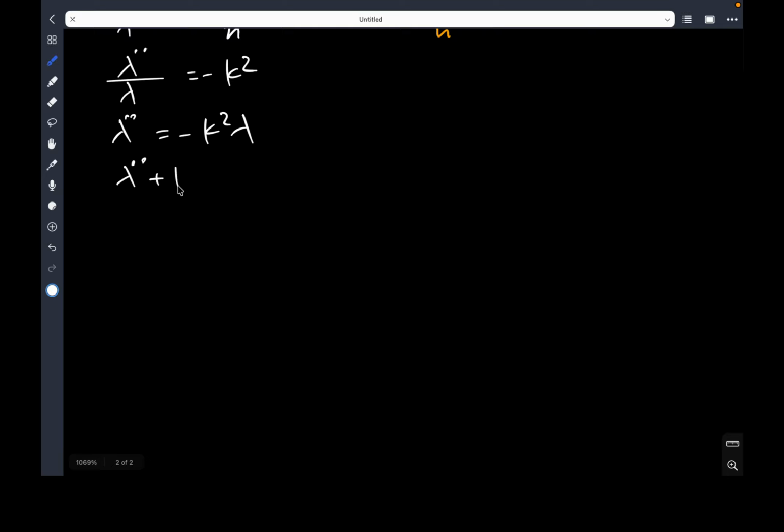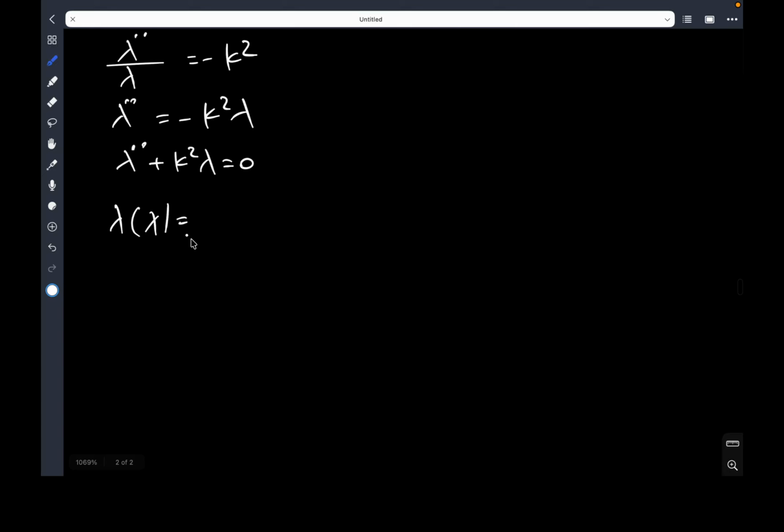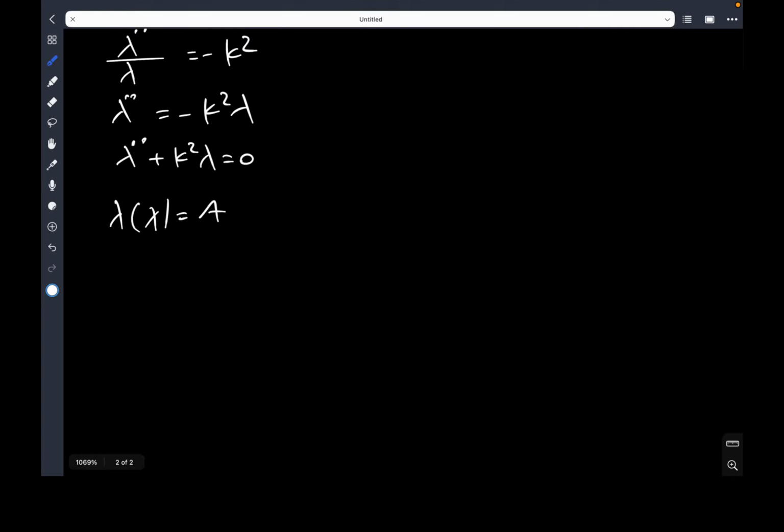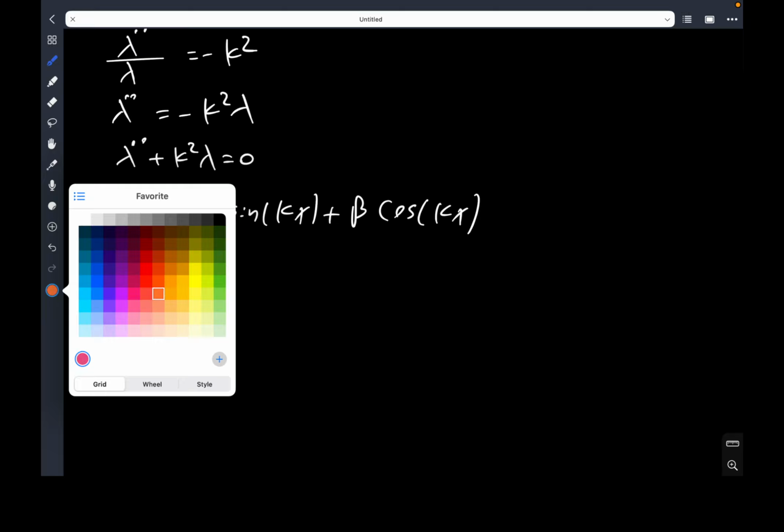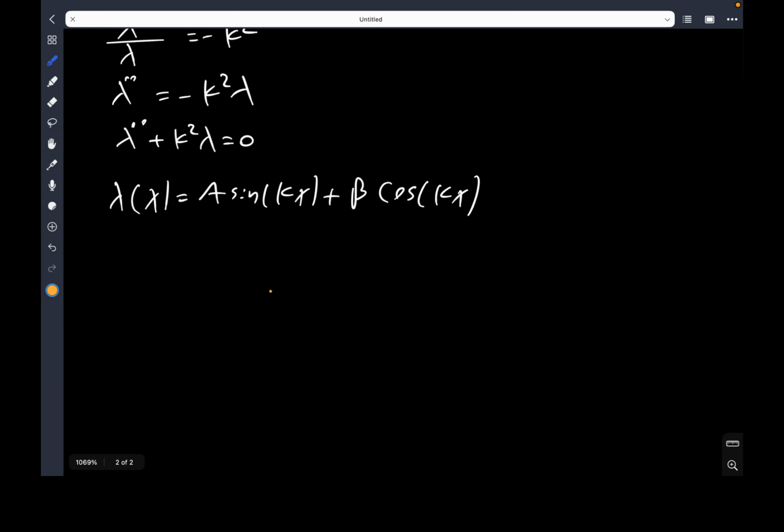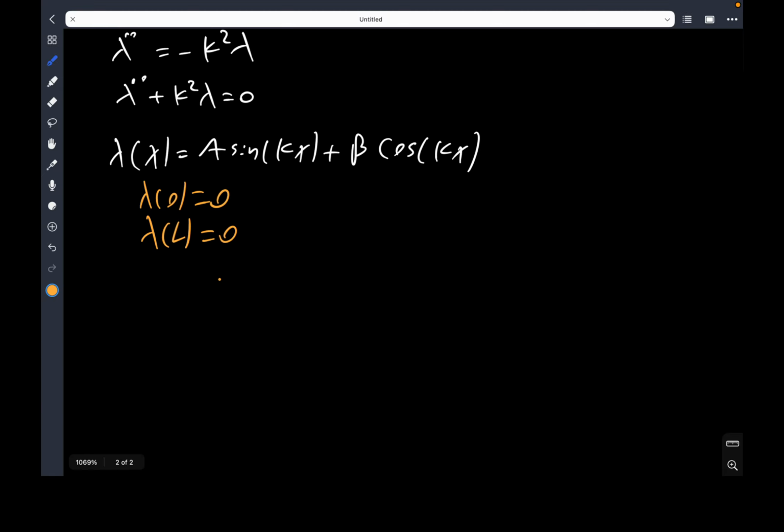This gives me a differential equation which has a solution. The solution is lambda of x is equal to A sine of kx plus B cosine of kx. Now remember the boundary conditions that we had here: lambda of 0 is 0, and lambda of L is equal to 0. Now let's plug in lambda of 0.